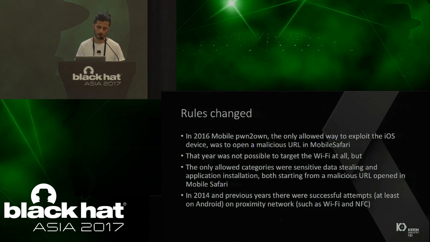The rules last year changed, and in Mobile Pwn2Own 2016, the only allowed way to attack an iOS device was through a malicious URL that would be opened in mobile Safari. Last year, it was not possible to touch the Wi-Fi or Bluetooth or whatever. And from this malicious URL, you had either to steal some sensitive data or install an application. That's sad, because in 2014 and the previous years, there were more targets, such as proximity networks or baseband.